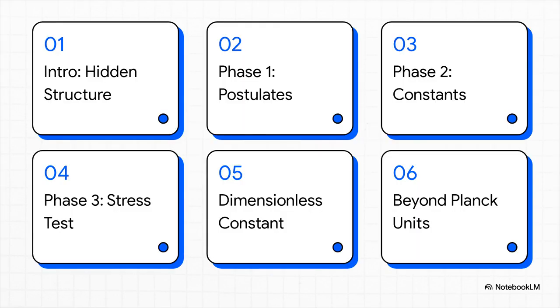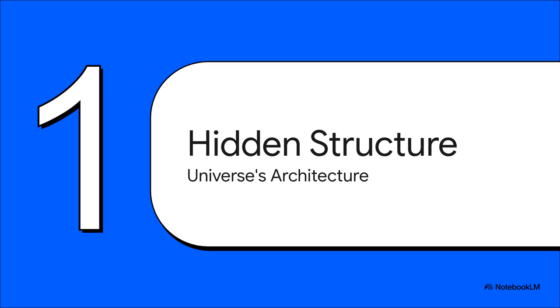Here is a quick roadmap for our explainer today. We're starting with the universe's hidden structure, moving into Phase 1, covering the foundational postulates, Phase 2 on constants and units, and Phase 3 for the dimensional stress test. Then we'll wrap up by looking at the dimensionless constant and what lies beyond Planck units. Okay, let's get into Part 1, the universe's hidden structure.